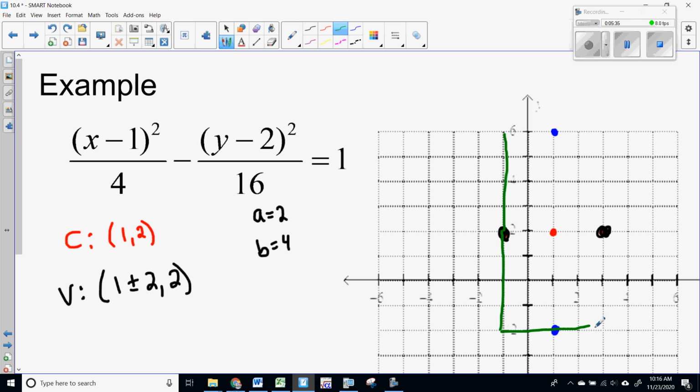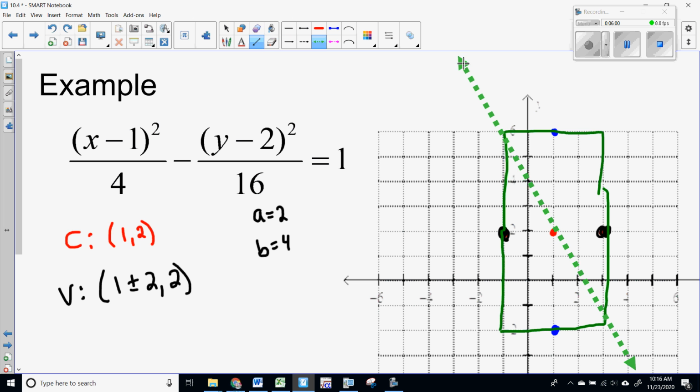through these four points. This is not part of my graph. This is just helping me graph it. Next, I am going to draw diagonals through this box, one that way and one that way. And now to draw my hyperbola, I'm going to use these diagonals, which are actually asymptotes.